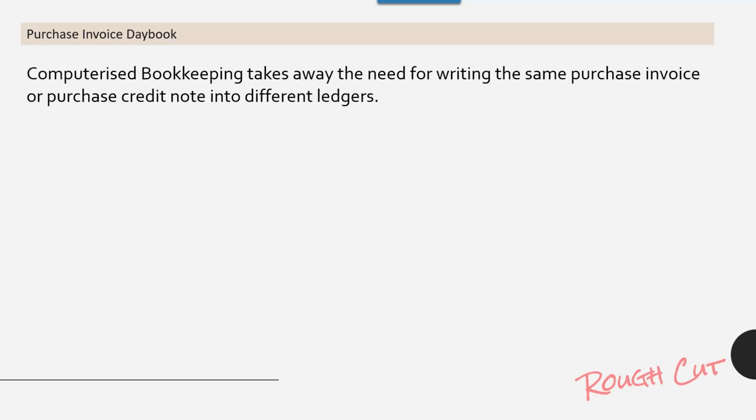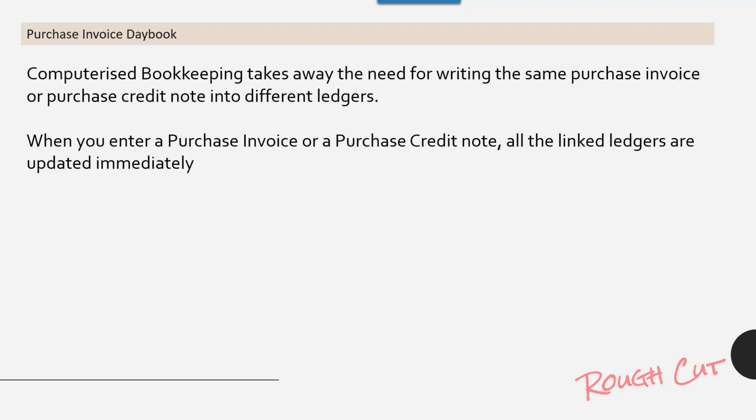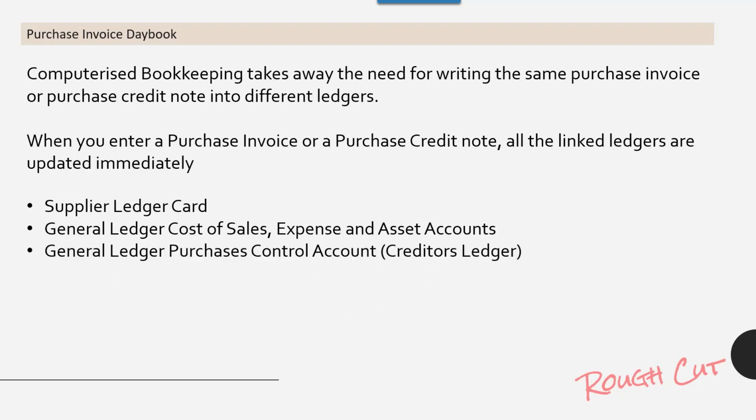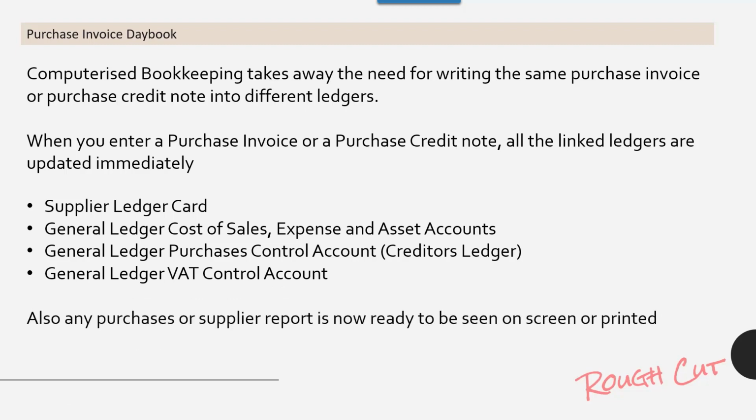Computerized bookkeeping takes away the need for writing the same purchase invoice or purchase credit note into different ledgers. When you enter a purchase invoice or a purchase credit note, all the linked ledgers are updated immediately. The supplier ledger card, the general ledger cost of sales, expense and asset accounts, the general ledger purchase control account, the creditor's ledger, the general ledger VAT control account. Also, any purchases or supplier reports is now ready to be seen on screen or printed.